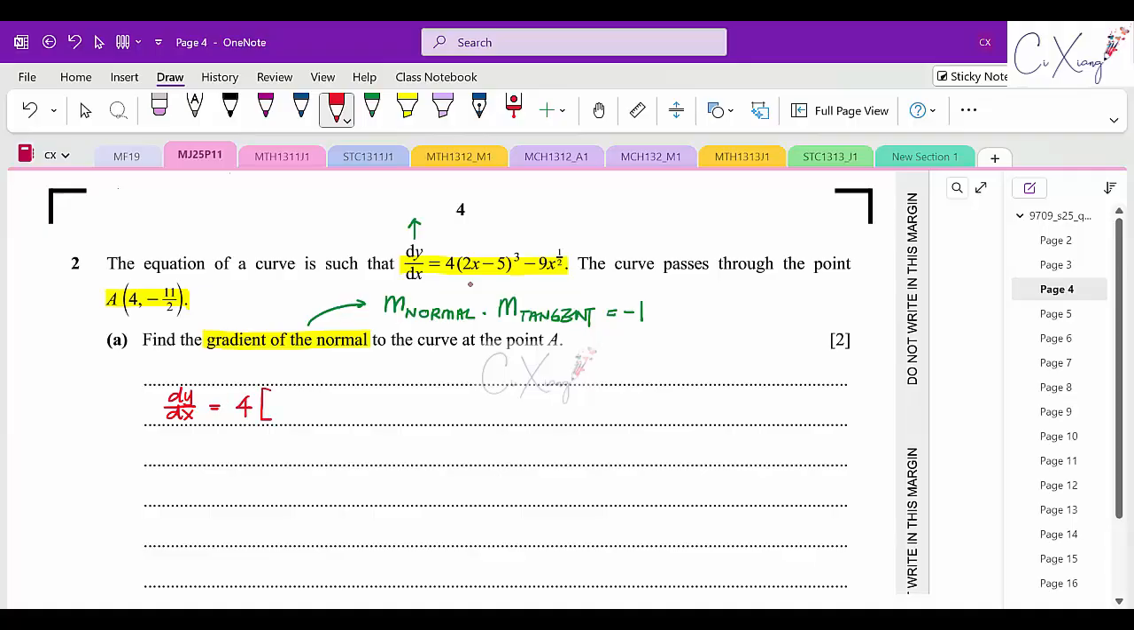Okay, so 4 times 2 is an 8, right? 4 times 2 is 8 minus 5, then power 3. Then minus 9, and then square root of the 4. When you're trying to get the answer for this one, you'll be having 90. And you should know that this is basically the gradient of tangent.